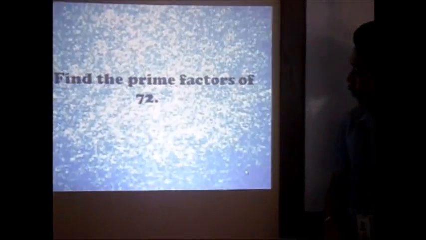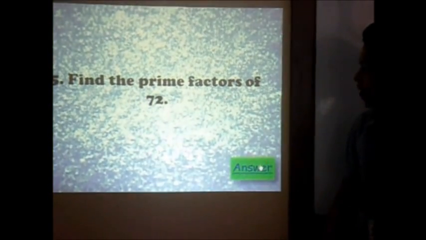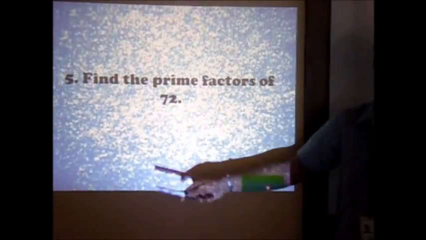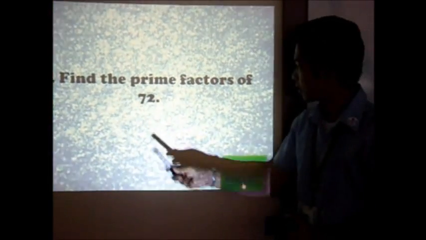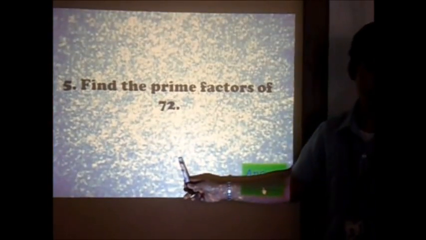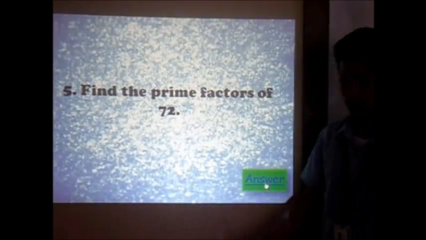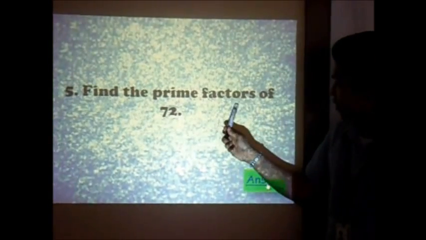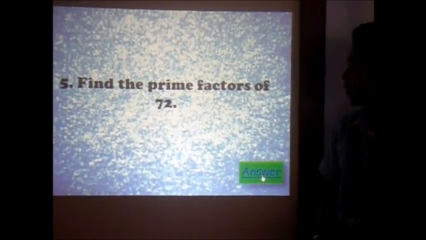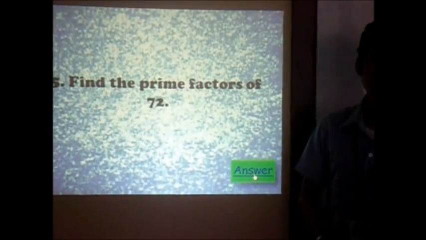And the last question for the number theory: find the prime factors of 72. When we say prime factors, it includes only the prime numbers of a given number. Meaning the factors are not composite, but only prime. So this is the solution.